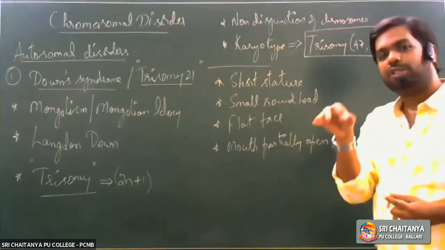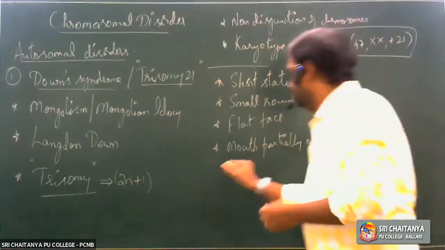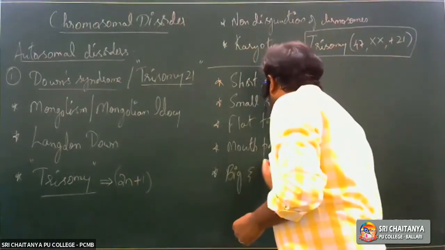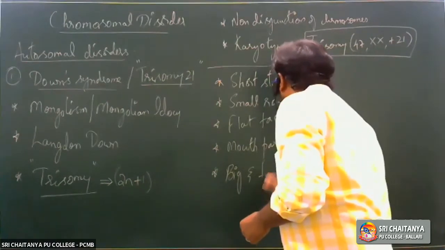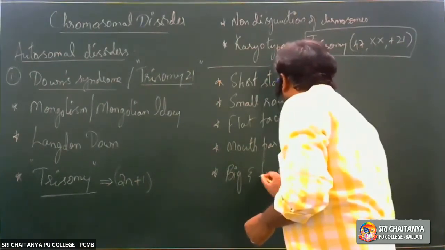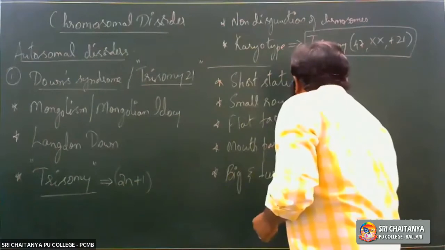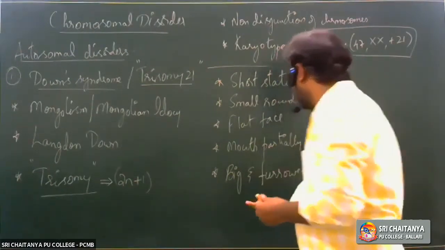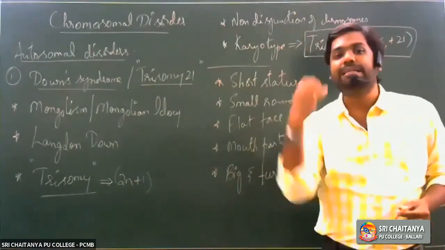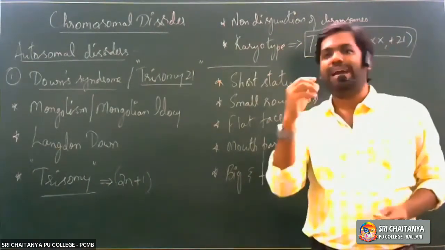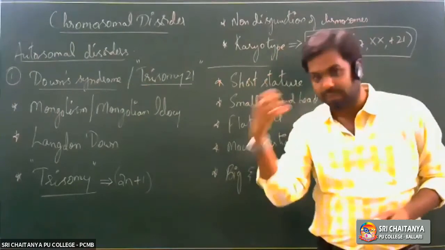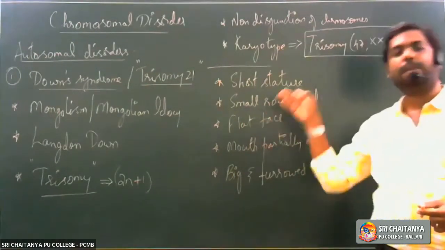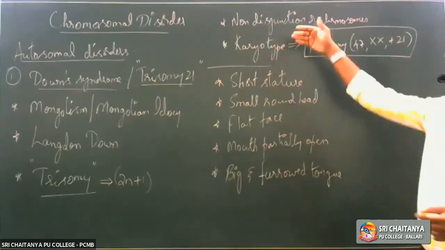Why is the mouth partially open? Because they have a big and furrowed tongue, right? What does furrowed mean? Some sort of wrinkles are actually seen on the tongue. So they have a big, wrinkled tongue, because of which the mouth is always said to be partially open. So these are some of the conditions.